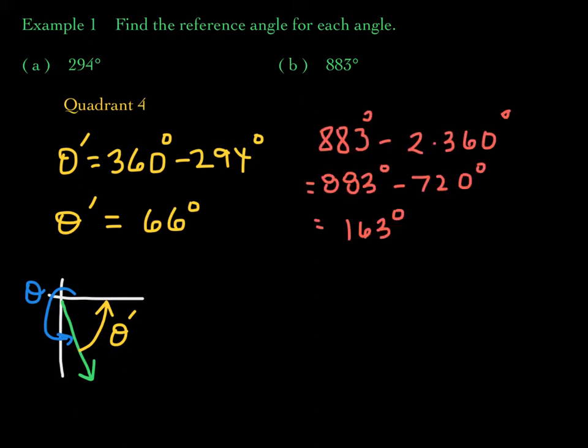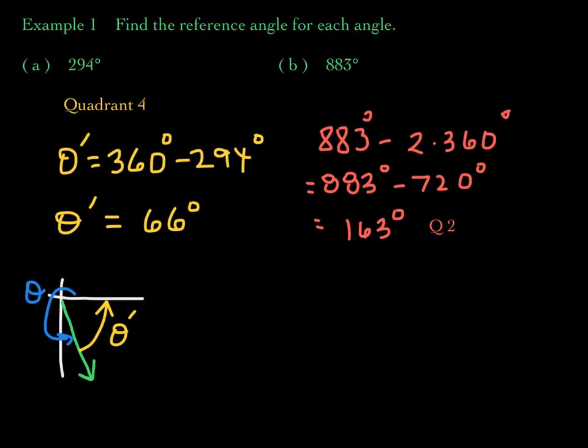So we have found that the angle of least positive measure that's coterminal with 883 degrees is 163 degrees. Now 163 degrees is in quadrant number 2. It's very important that you and I know that both 883 degrees and 163 degrees, remember these are coterminal, that means they have the same initial side and the same terminal side. They both reside in quadrant 2. For both of these angles, their terminal side is in quadrant 2.